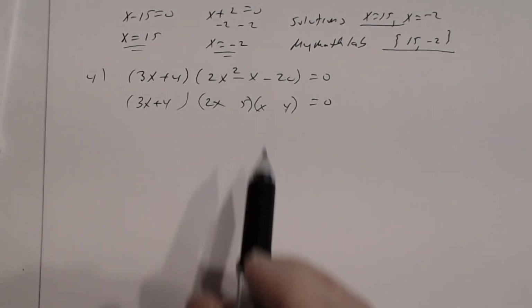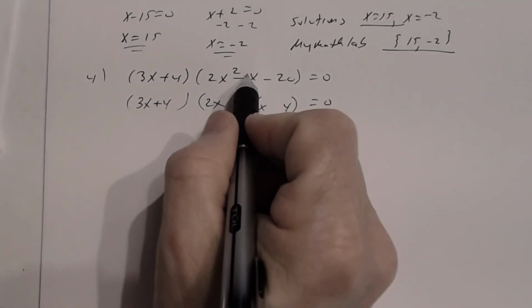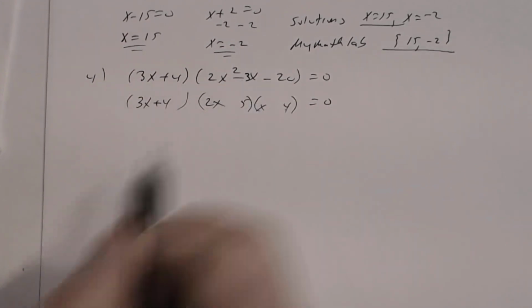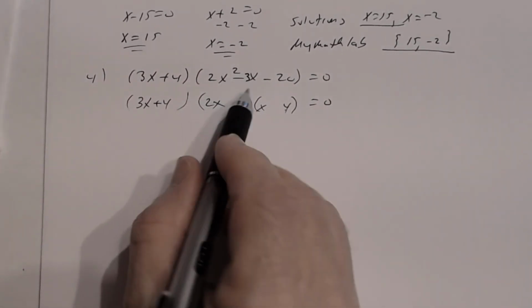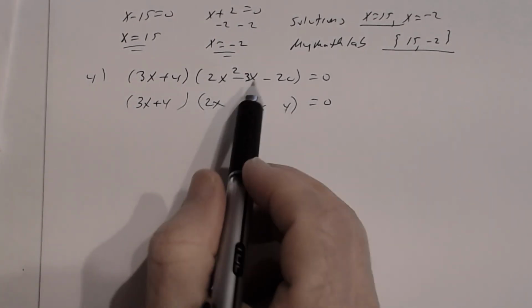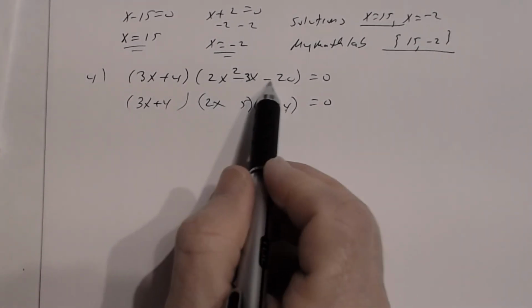Okay, so yeah, I did mess up that problem, guys. So this should be a 3 right here. I apologize. That's a 3. All right, so that's a 3 right here. So I did leave the 3 off. So you have 2x squared minus 3x minus 20.